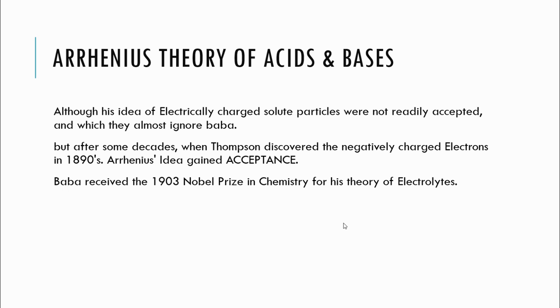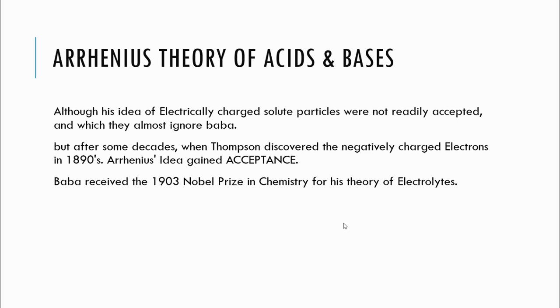His idea of electrically charged particles was not readily accepted, and they almost ignored it. It pained Arrhenius. But after some decades, when J. J. Thomson discovered negatively charged electrons in the 1890s, Arrhenius's idea gained acceptance. They said, oh, now we have charge. That's when they referred back to Arrhenius. We hope the guy didn't die. He received the 1903 Nobel Prize in chemistry for his theory of electrolytes.